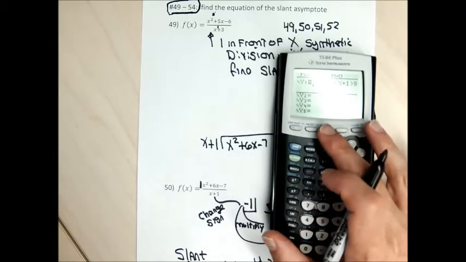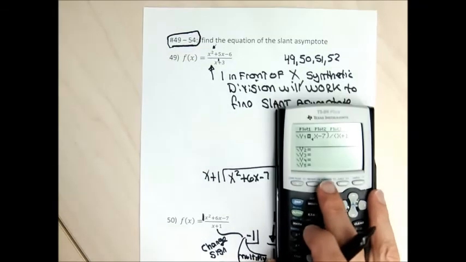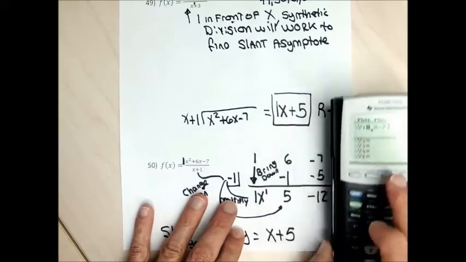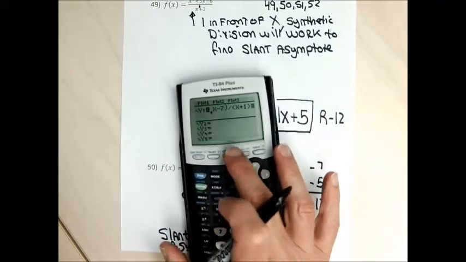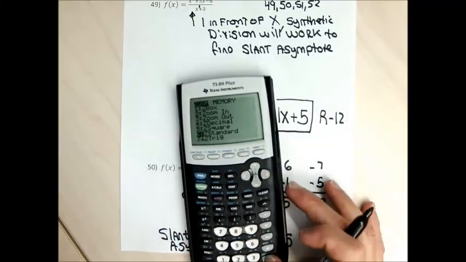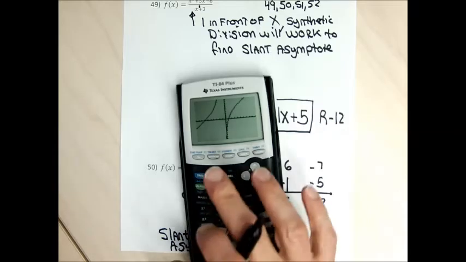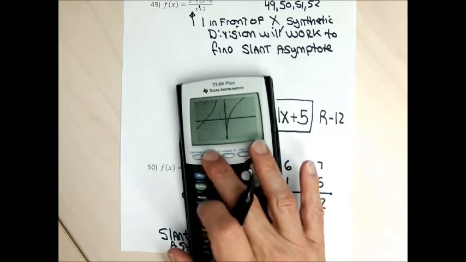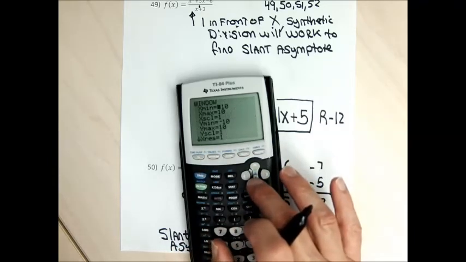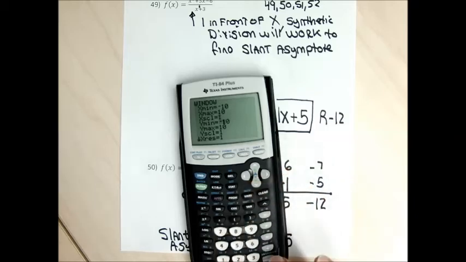I'm going to do a zoom standard to see what this looks like in terms of a graph. I don't think this window is going to be appropriate. I don't think I'm going to see much of the graph here. To see better how the slant asymptote works, I'm going to blow this window way up in terms of the y's. I'm going to make the y's go really high, maybe negative 50 to 50. I don't know if that's going to be high enough.